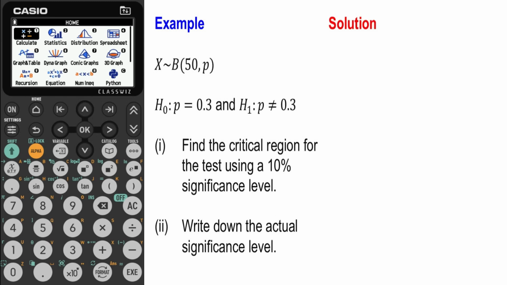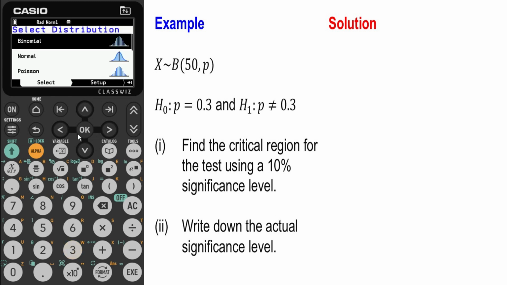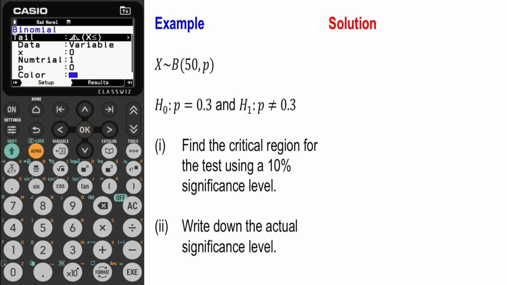Here we have a two-tailed binomial hypothesis test. So let's go to the distribution application. We have a binomial distribution. The way we will approach this question is to deal with the lower tail and the upper tail separately. Now, we need to recognize that we have a 10% significance level with a two-tail test. So at either end, we have 5%.